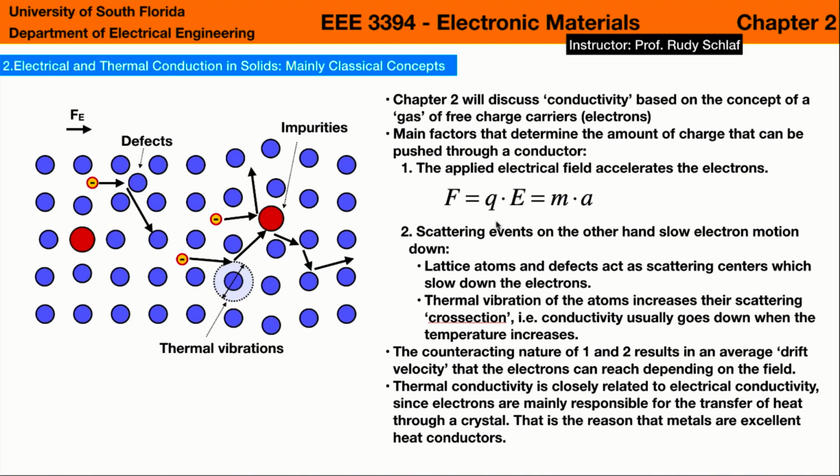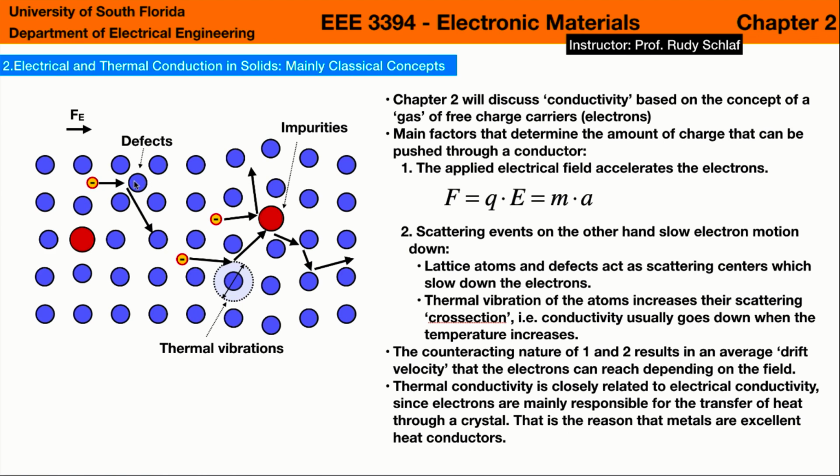Now, when we apply a voltage across a crystal like that filled with electrons, then the electrons get accelerated by the electrical field that is caused by that voltage. And so with Newton's second law we can calculate an acceleration based on the field that's in the crystal. Now this is only one effect that acts on the electrons.